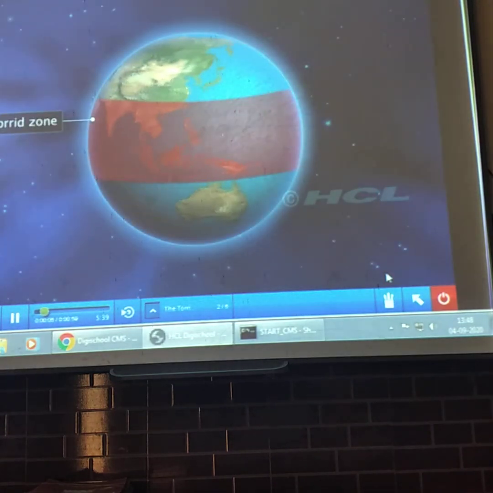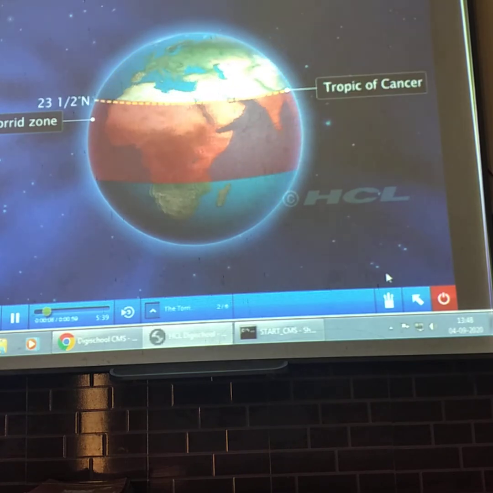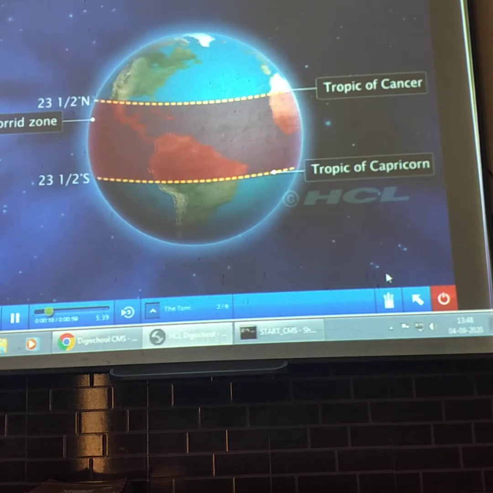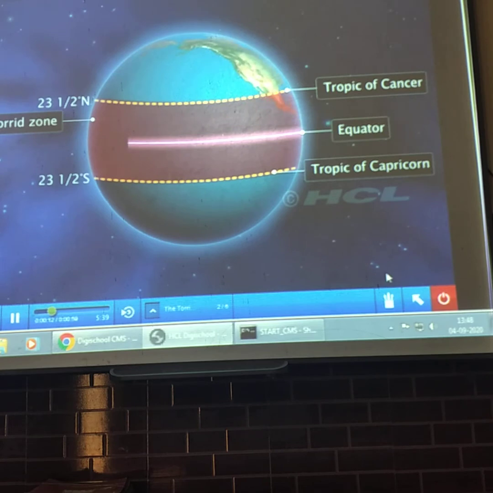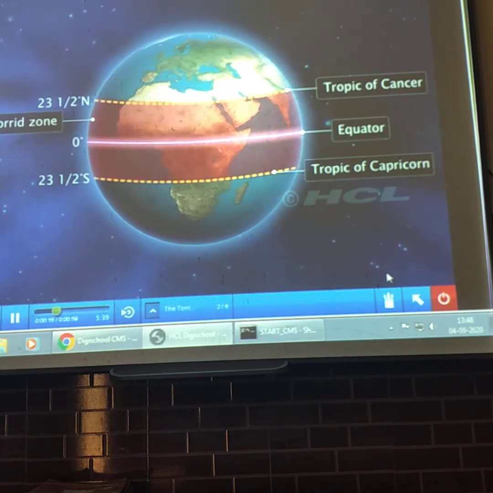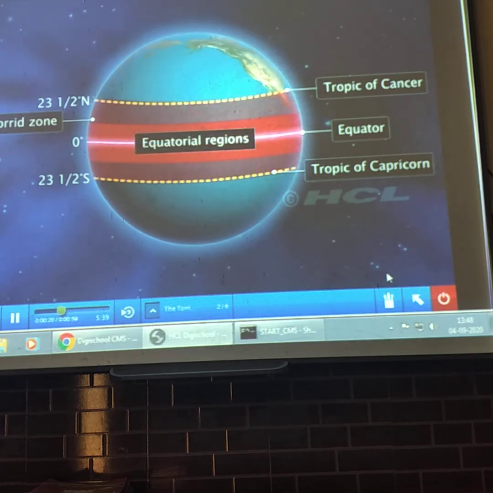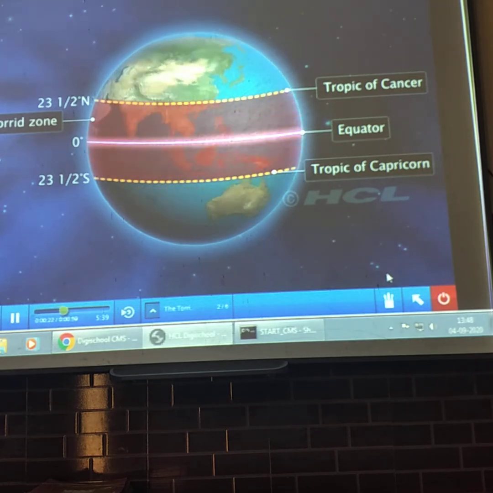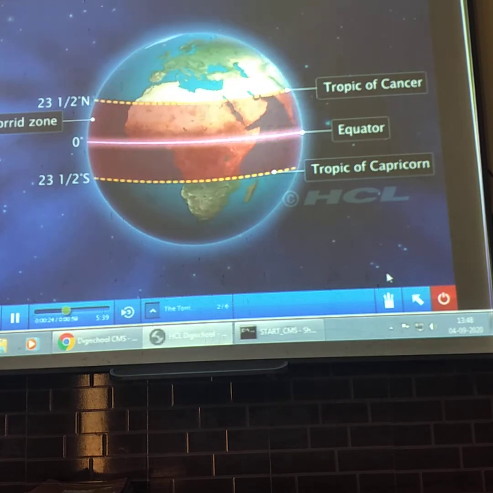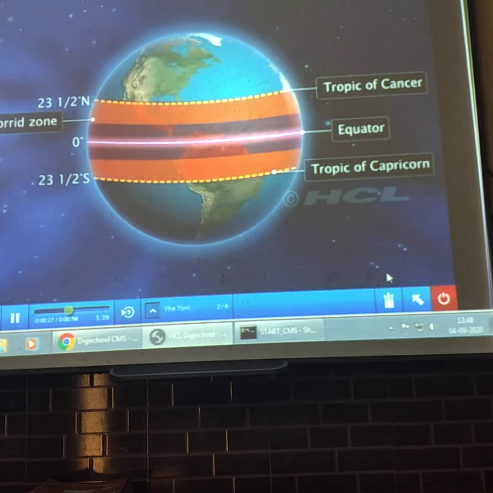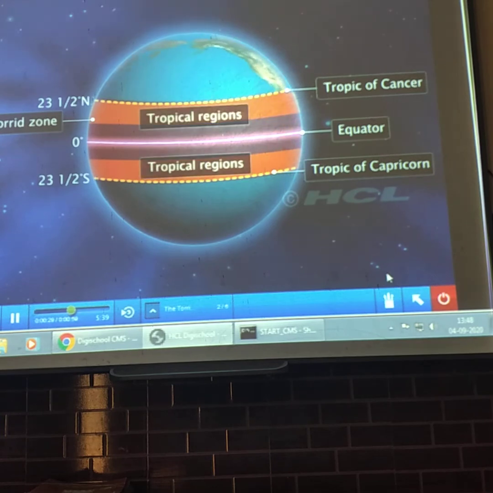The torrid zone lies between the Tropic of Cancer and the Tropic of Capricorn. The equator runs through the center of this zone. The areas that lie near the equator are called the equatorial region. The areas that lie near the two tropics are called the tropical regions.